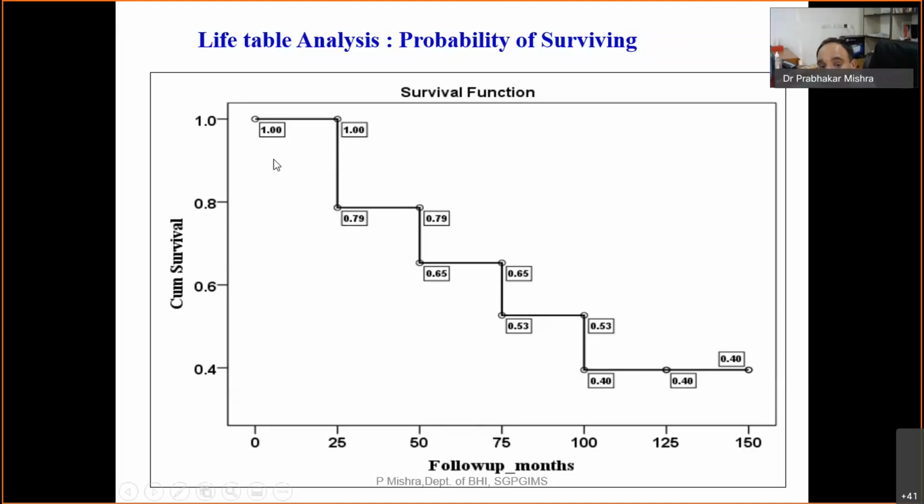And see, this is the survival curve. This is also called the survival curve, plotted between the follow-up month and the cumulative probability of survival.